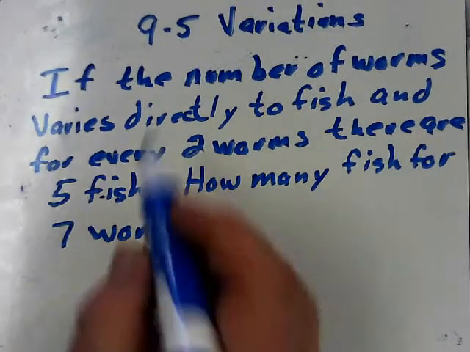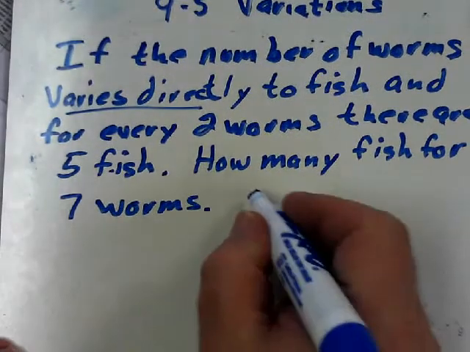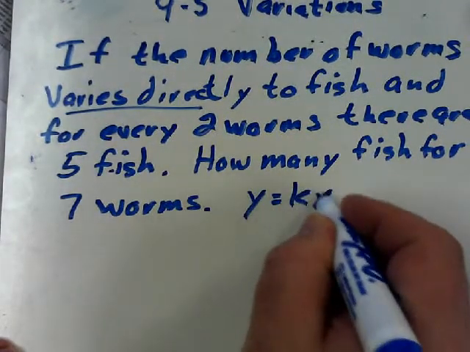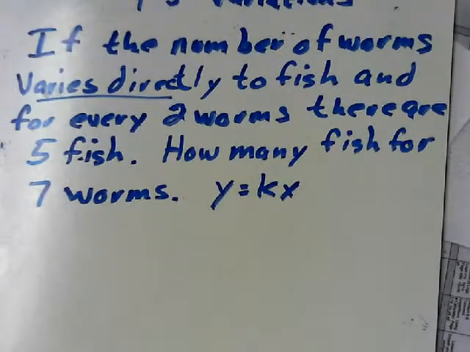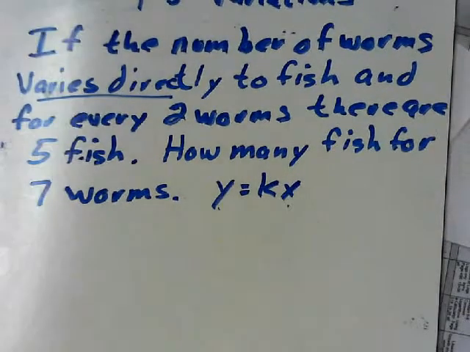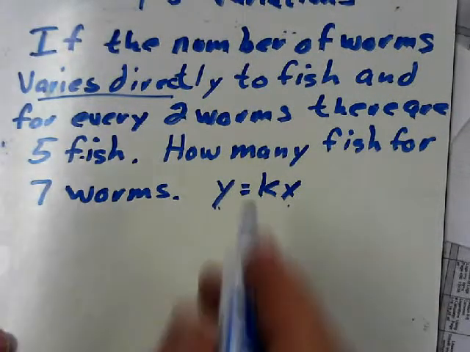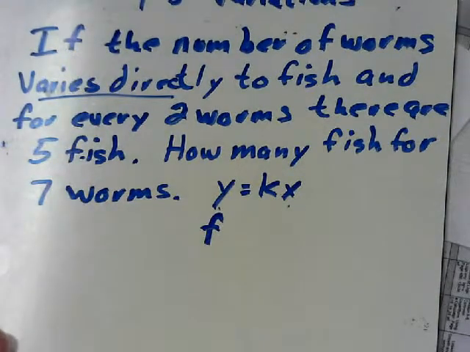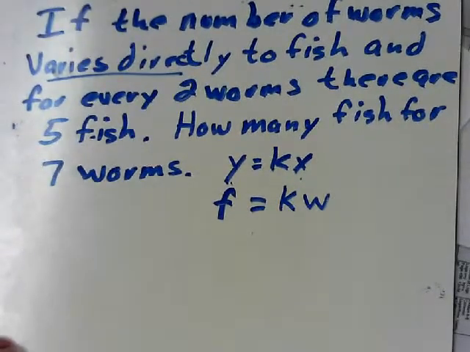Key words: varies directly, right? And didn't I just give you a formula for varies directly, y equals kx? Well, I'm worried about worms and fish. Does it matter which one's the worms and which one's the fish for the y and the x? So I would put a letter in. What do you want the y to be? Fish? Okay, so I put it as an F. What do you want the x to be then? W. Could I have written it as W equals KF? You bet.